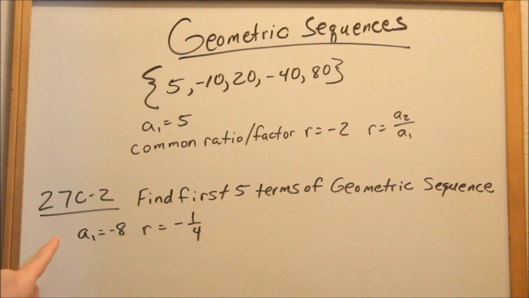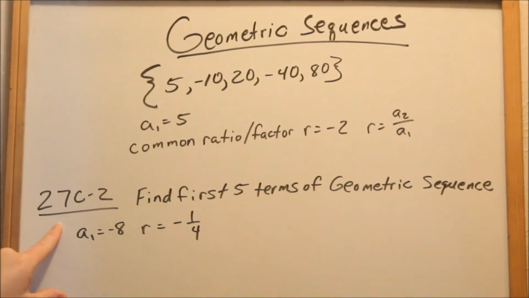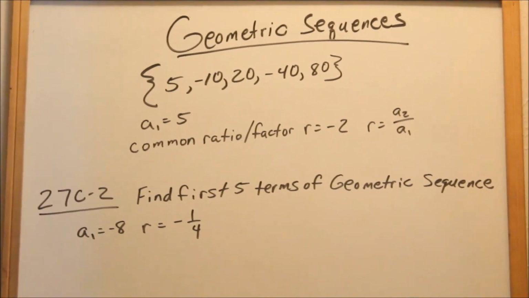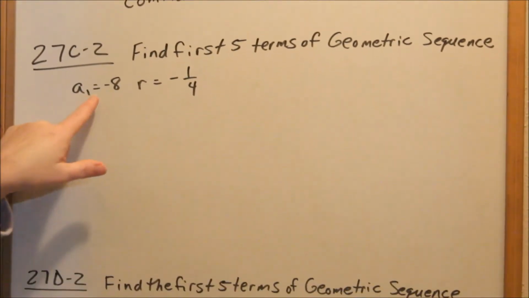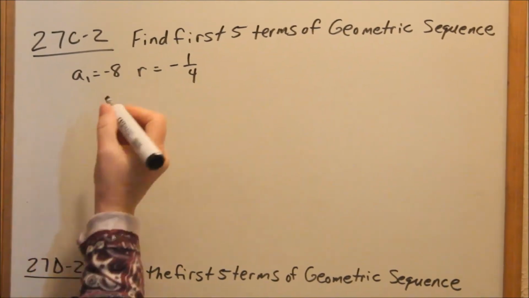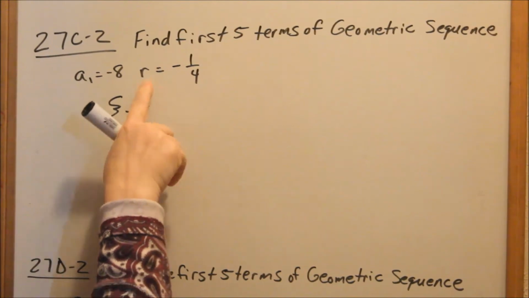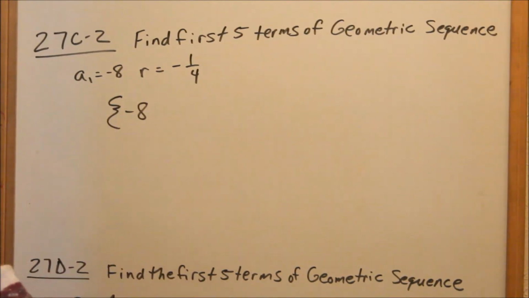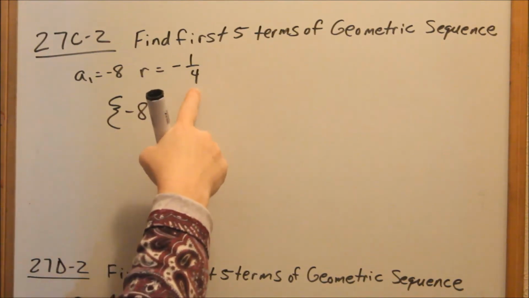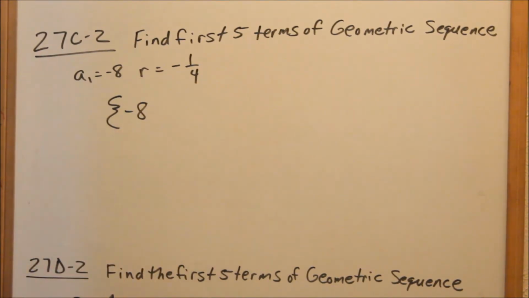Okay, looking at 27C2, we're finding the first 5 terms of the geometric sequence. My first term, they give it to us, a sub 1 is -8. Then my common ratio is -1/4. So to go from the first term to the second term, I'm multiplying by -1/4 every time.